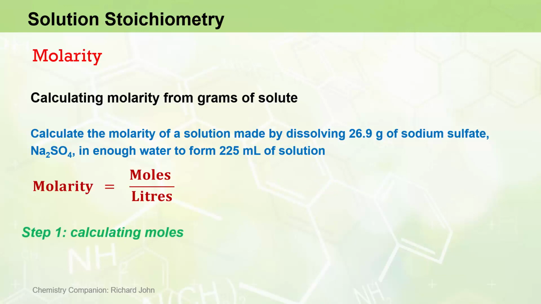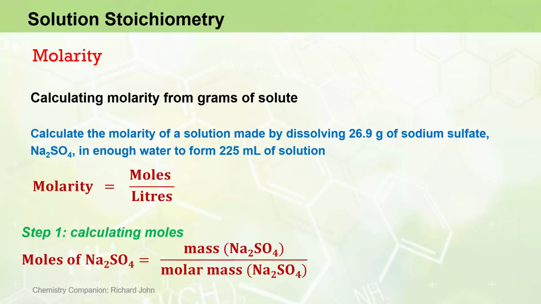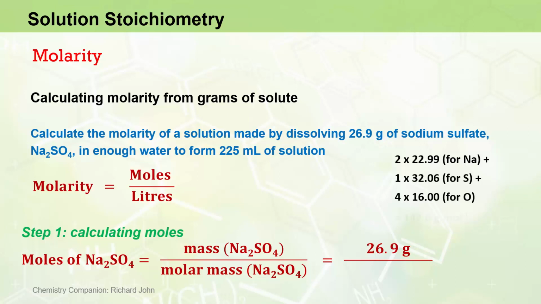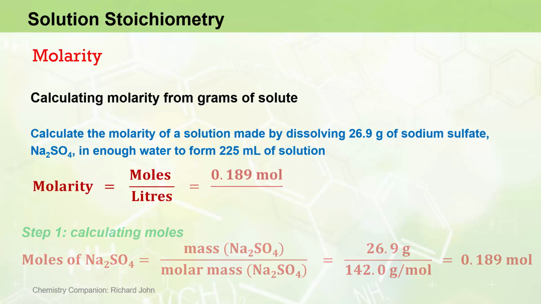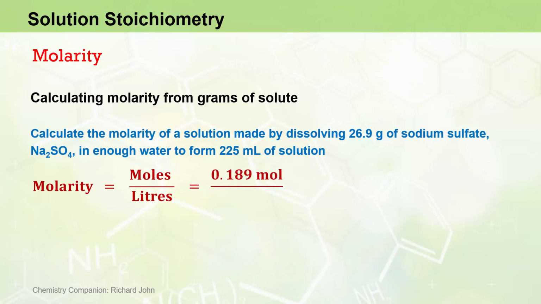So step 1, calculating the moles of sodium sulfate. Moles of sodium sulfate equals mass of sodium sulfate divided by the molar mass of sodium sulfate. So we've got our 26.9 grams of sodium sulfate, and we need to divide it by its molar mass. Very quickly, the molar mass is calculated as 2 times the molar mass for sodium, plus 1 times the molar mass for sulfur, plus 4 times the molar mass for oxygen. And that comes to 142.0 grams per mole. We can substitute that into the molar mass equation, and we plug those numbers into our calculator, and we get 0.189 moles of sodium sulfate, which we can then substitute into our molarity equation.